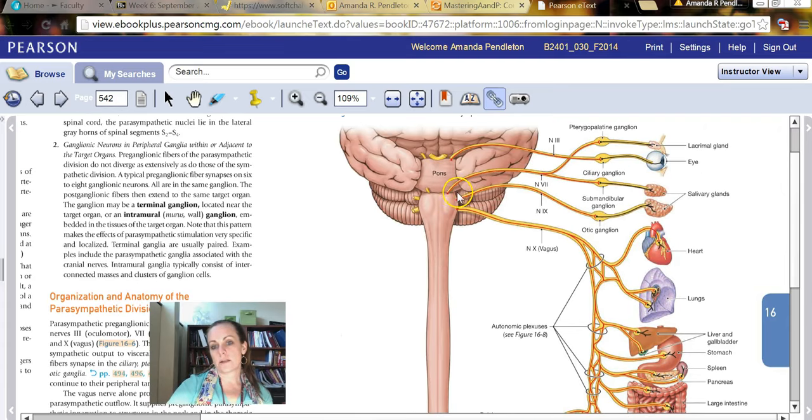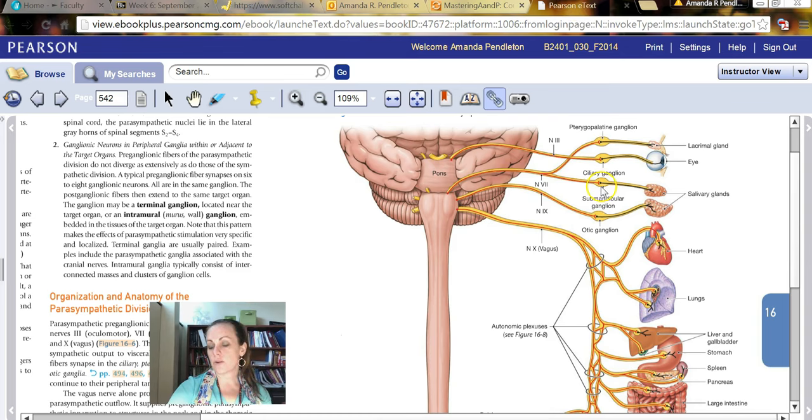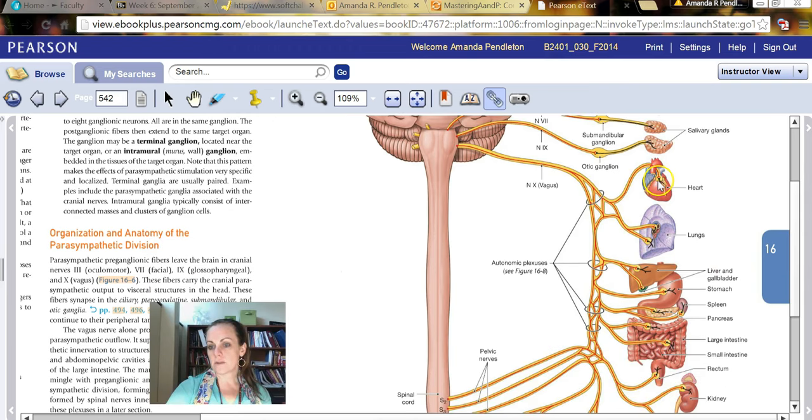So another thing you should notice is that preganglionic fibers in the parasympathetic nervous system are quite long, and in some cases they're so long that they go almost entirely to the effector before they synapse. Now, these synapses are going to occur in two different locations. One is going to be terminal ganglia, and so an example of that would be these. They're near the effectors over here, but they're not embedded in the effectors. The other type of ganglia is going to be an intramural ganglia, and so that is going to be examples of some of these where you actually have synapsing where the ganglia are embedded in the effectors.